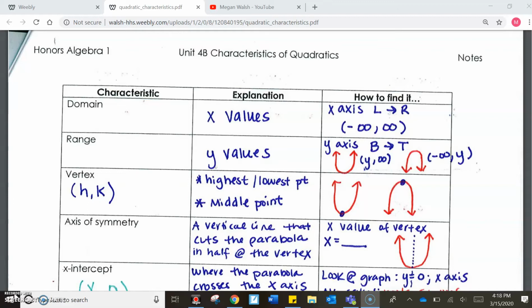The first thing we're going to talk about is the domain and the range. We've talked about both of these when we talked about linear functions. They have the same characteristics. So domain, we're still talking about the x-axis. Remember, your x-axis moves from left to right, and it will always be negative infinity to positive infinity when our graphs have arrows at the end. The y-values is what's going to change, that range. We're always going to look from bottom to top.